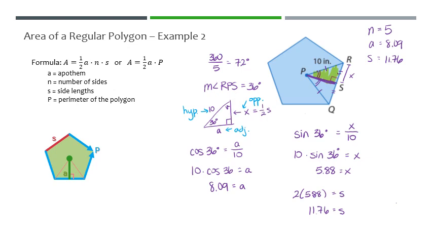All right, so our formula reads area is equal to 1/2 times, let's do n first. Again, it doesn't matter. 5 times, let's do the apothem next, 8.09 times 11.76, our side length. And if we plug that in, 0.5 times 5 times 8.09 times 11.76, I get a grand total of 237.8, again, I'm going to round to the nearest hundredth, 0.85. And my units there are square inches.